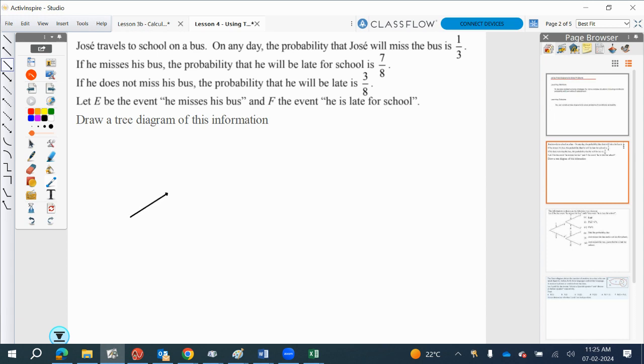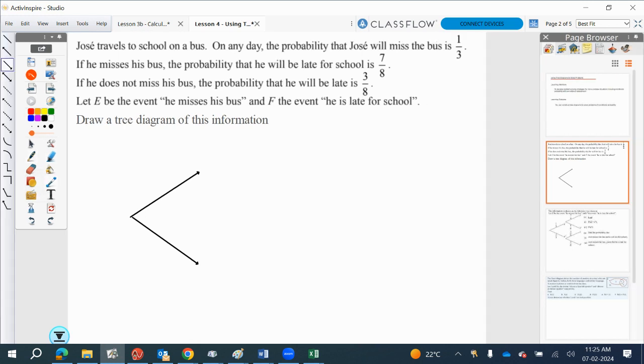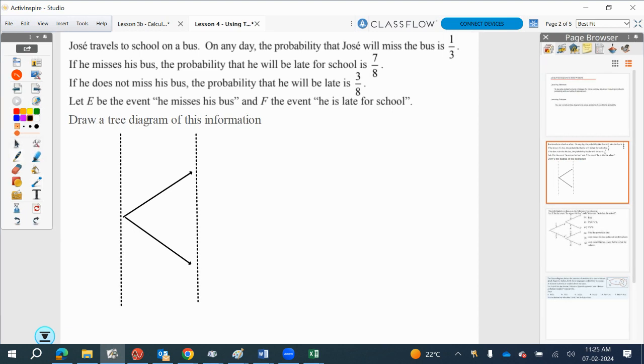So we start off with the tree diagram. We have two possible decisions, like this. So what we have here in our first two decisions is, let me see which one will go first. So does he miss the bus or not? So this is the event that he misses the bus. So here in this one, at this point, this is event E. Event E has to occur first. This is whether he misses the bus.